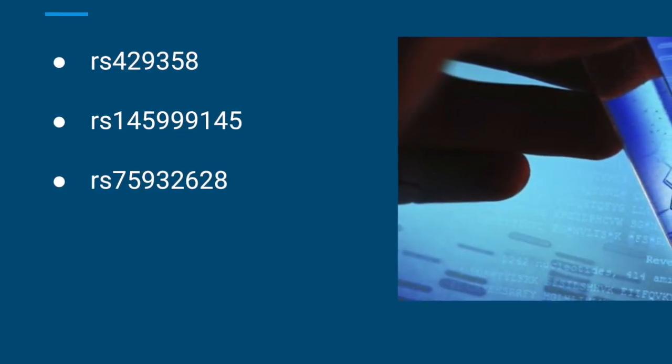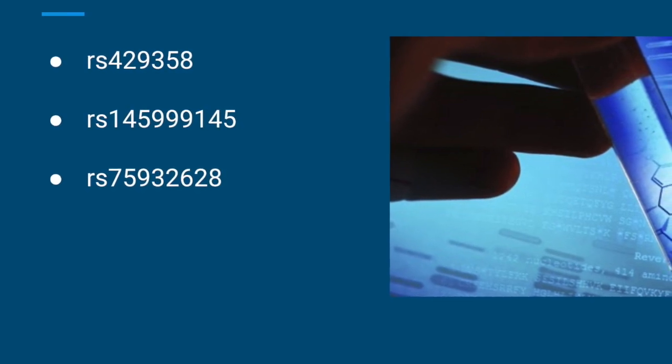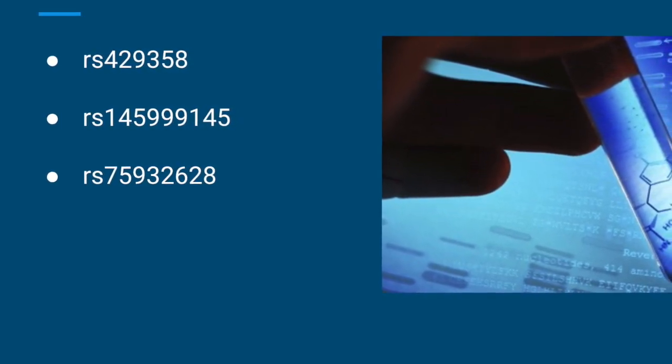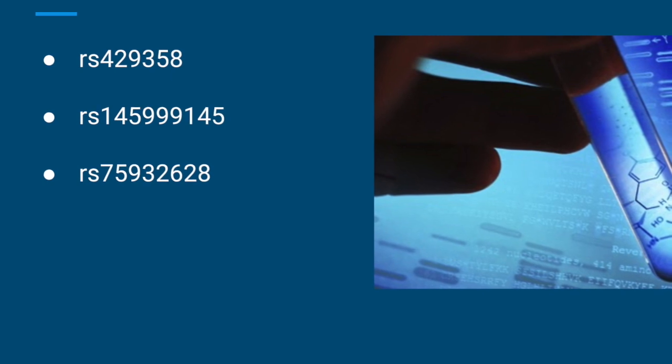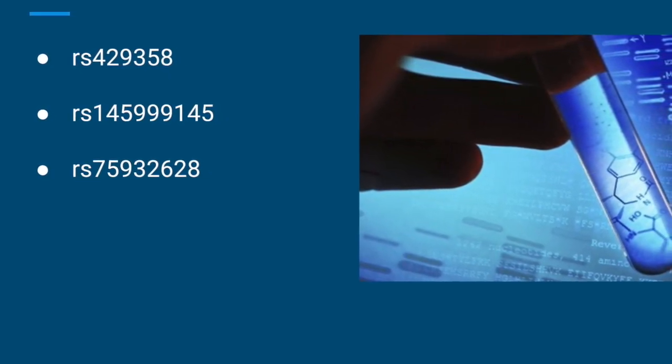Lastly is RS7593268, a SNP on the TREM2 gene on chromosome 6, which results in a substitution. TREM2 encodes a membrane protein called a triggering receptor expressed in myeloid cells. CT genotype triples risk of Alzheimer's disease, and the TT genotype increases risk of Alzheimer's by 3.5 times. CC is the most common genotype.